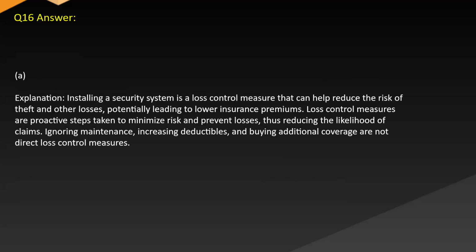Answer. A. Explanation. Installing a security system is a loss control measure that can help reduce the risk of theft and other losses, potentially leading to lower insurance premiums. Loss control measures are proactive steps taken to minimize risk and prevent losses, thus reducing the likelihood of claims. Ignoring maintenance, increasing deductibles, and buying additional coverage are not direct loss control measures.